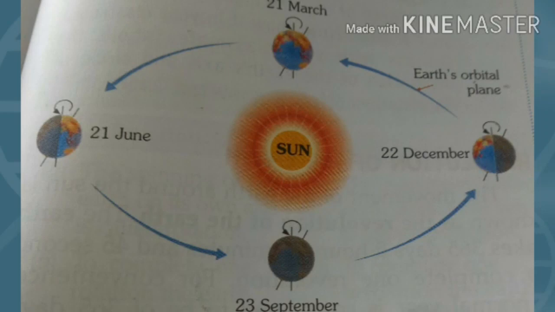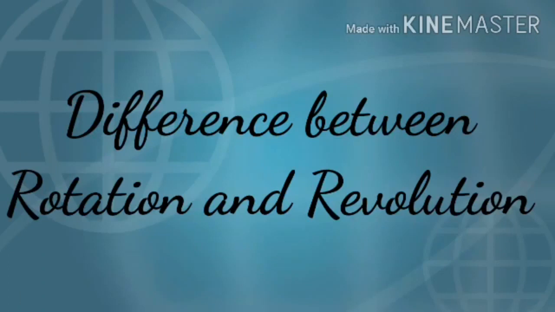Okay. The earth is inclined in the same direction throughout its orbit. Clear, children? That's all about the revolution. Next we'll discuss the effects of the earth's revolution, then the difference between rotation and revolution. Children, are you clear so far? Okay. First we'll discuss the differences between rotation and revolution.